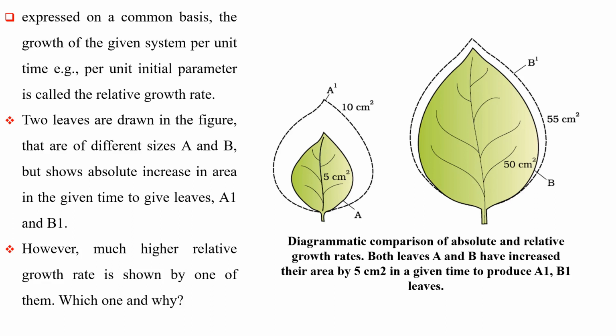Two leaves are drawn in the figure that are of different sizes A and B, but show the same absolute increase in area in the given time to give leaves A1 and B1. However, a much higher relative growth rate is shown by one of them. Which one and why?